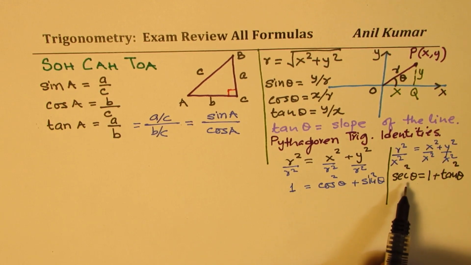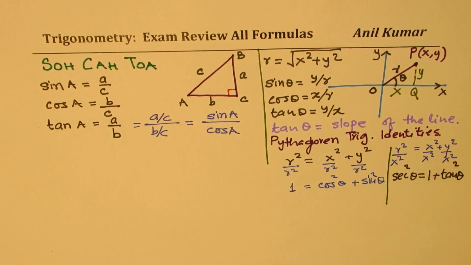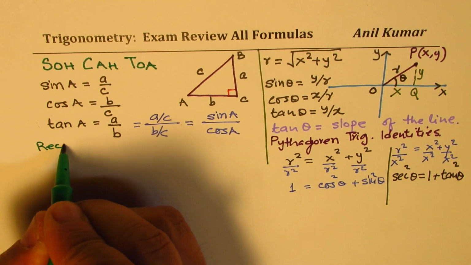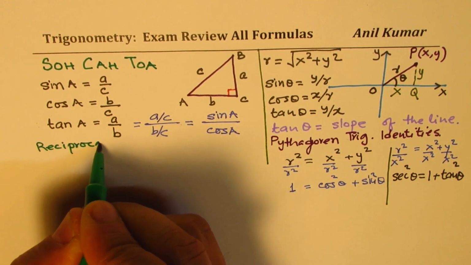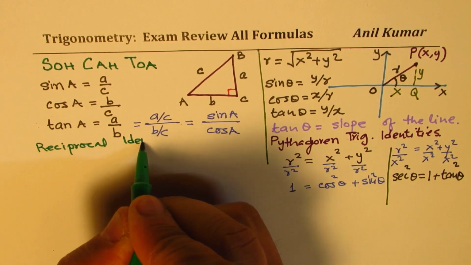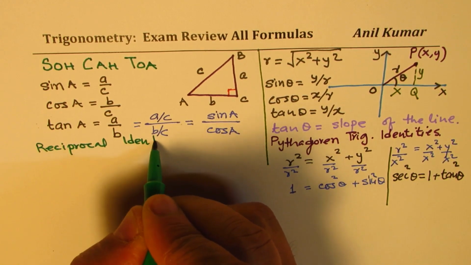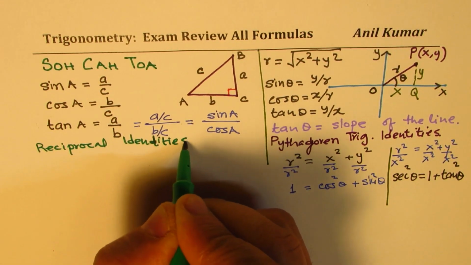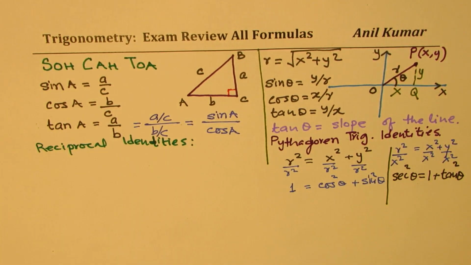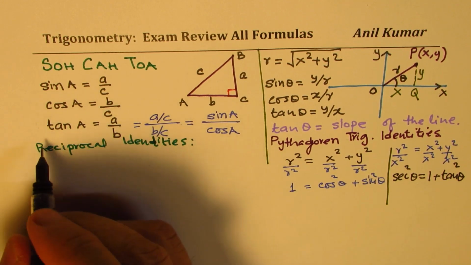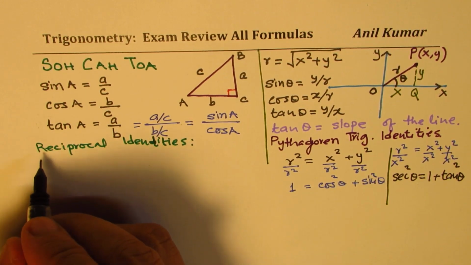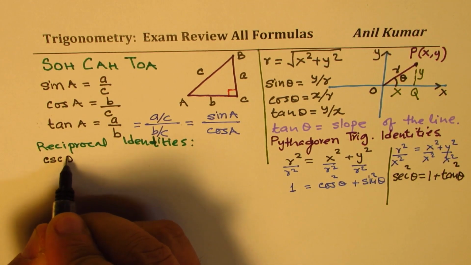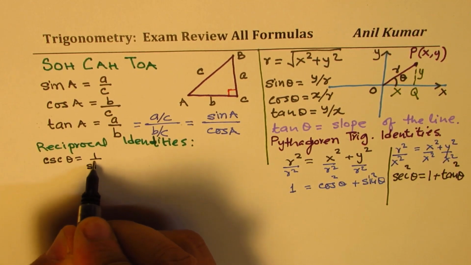Now that reminds me of our reciprocal ratios, right? So let me rewrite here. What are reciprocal ratios? We also call them reciprocal identities. 1 over sine theta is defined as cosecant theta. So we can say cosecant theta is 1 over sine theta.